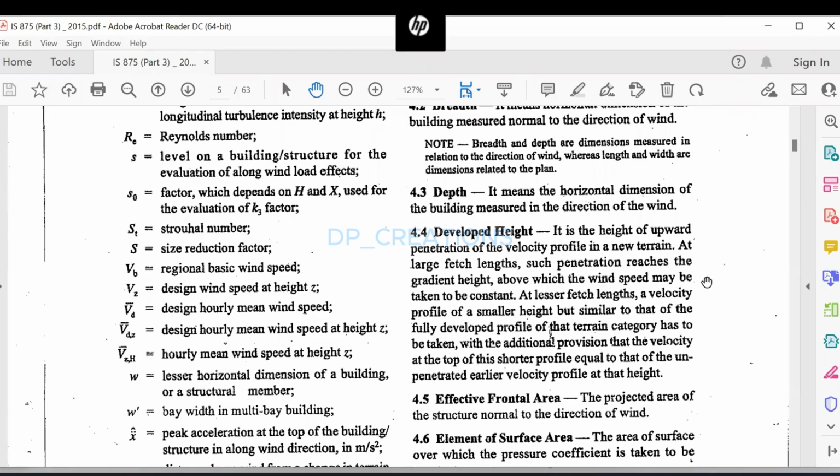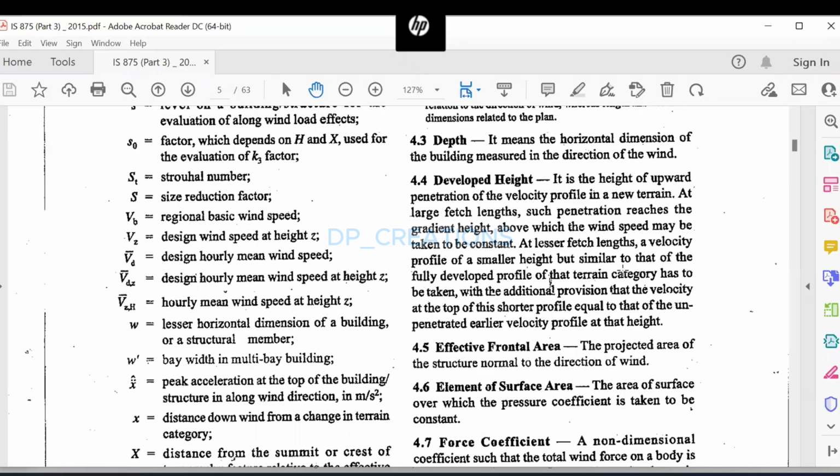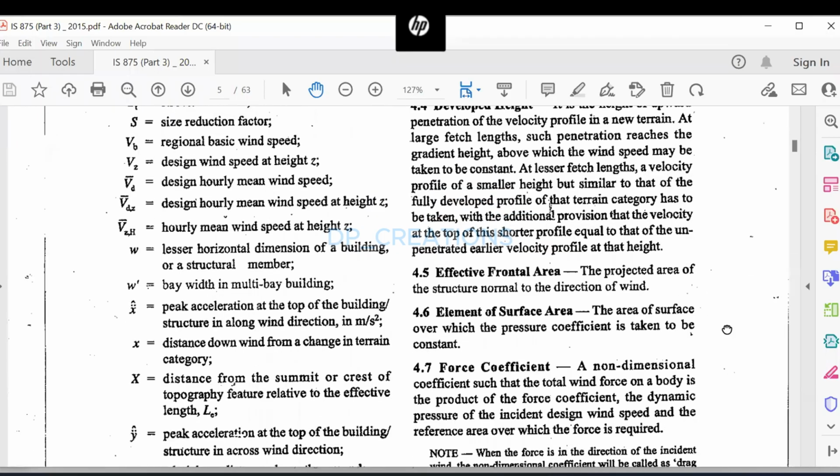Then developed height. It is the height of upward penetration of the velocity profile in a new terrain. At large fetch lengths, such penetration reaches the gradient height, above which the wind speed may be taken to be constant. At lesser fetch lengths, a velocity profile of a smaller height, but similar to that of the fully developed profile of that terrain category, has to be taken, with the additional proviso that the velocity at the top of this shorter profile equals that of the unpenetrated velocity profile. So this will count for the tall height case, not for a small one.